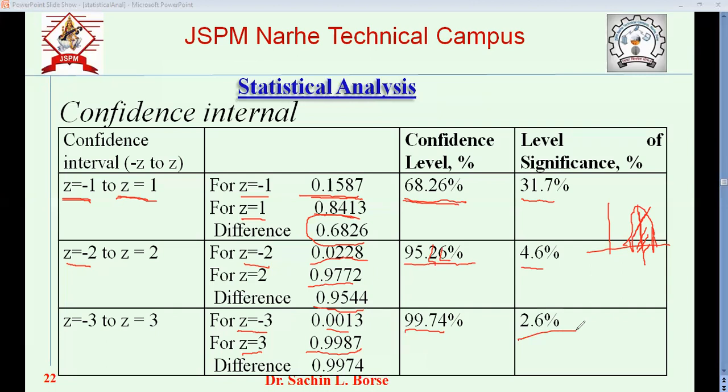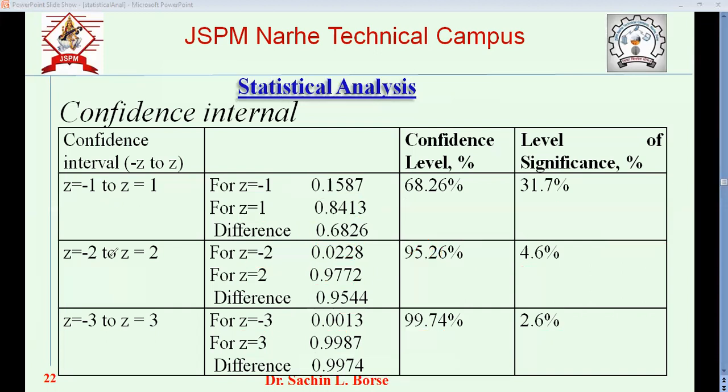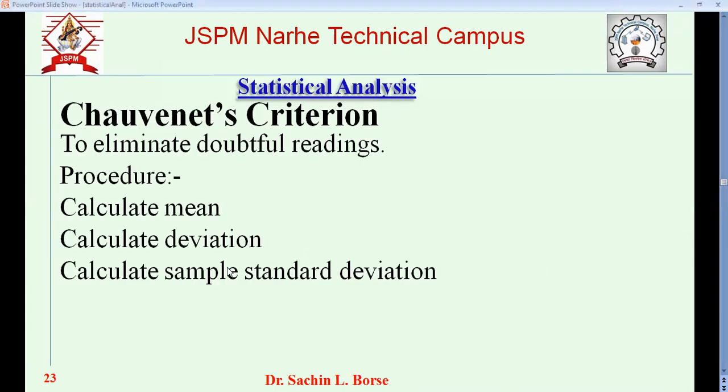In this way, we have to calculate. I may give any value of Z, and you have to find the confidence level, this percentage, in the assignment as well as in the exam. Now we'll move further. Before that, I will clear this. Is it clear?